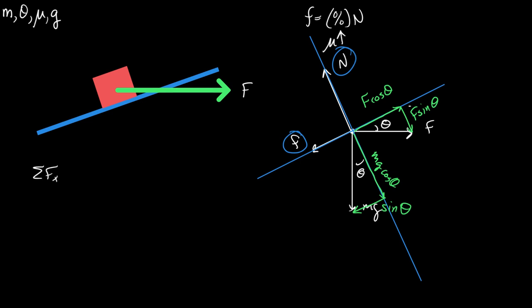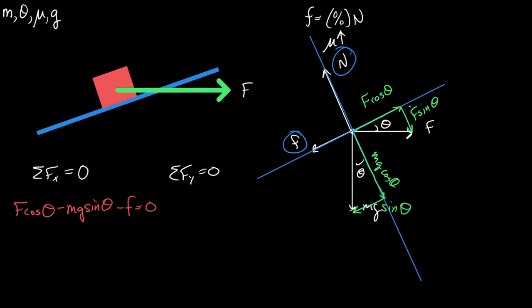Net force in the x direction equals 0. Net force in the y direction equals 0. X direction, I see three forces. I see friction, mg sine theta, and F cosine theta. Those are in the x direction. I'm going to make the right positive. So when I do, that gives me F cosine theta minus mg sine theta minus friction equals 0. Any question about where that's come from?